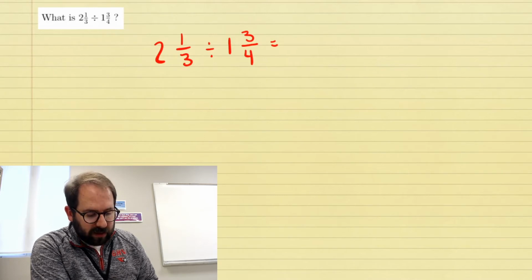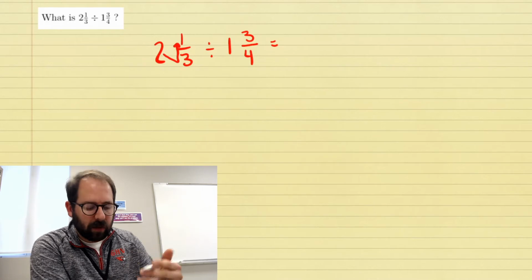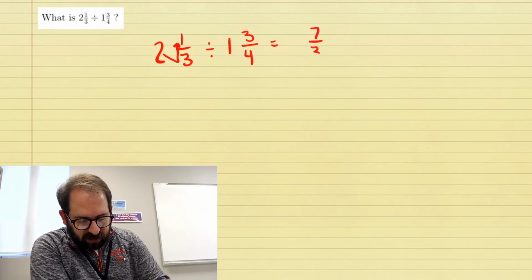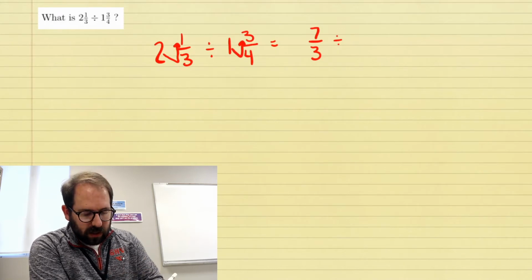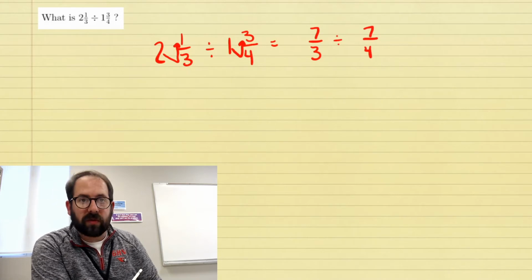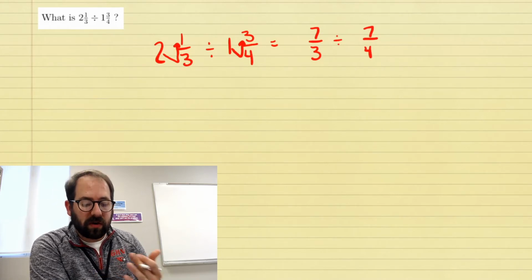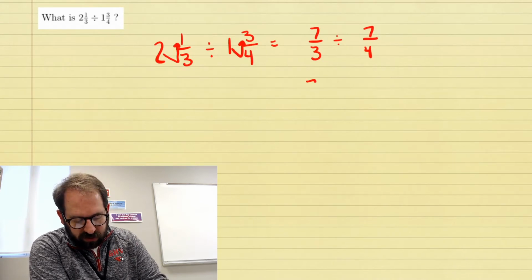So what we're going to do is take the big number times the bottom and add the top. So 2 times 3 is 6, add the 1 is 7. So this is 7/3, and we're dividing by 1 times the bottom, add the top. So 1 times 4 is 4, plus the 3 is 7/4. So we're dividing. Now, again, we don't divide fractions. What we actually do is we multiply by its reciprocal. So 7/3, we're going to multiply by 4/7.